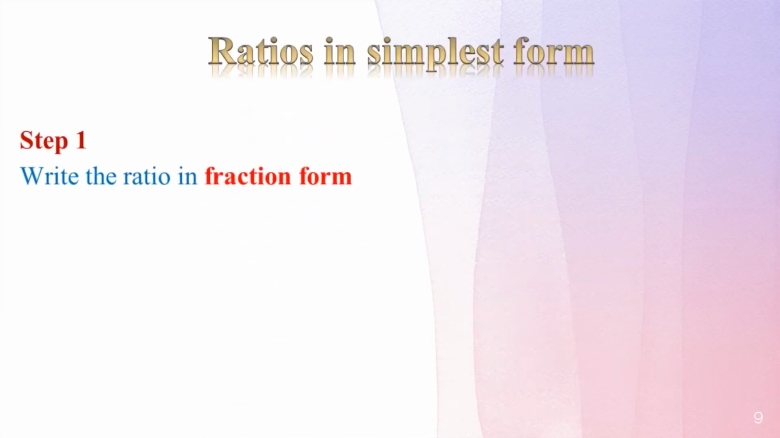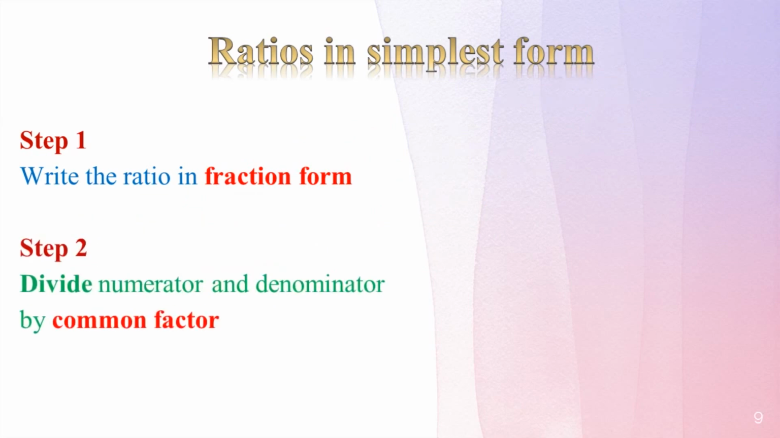Ratios in simplest form. Step 1: Write the ratio in fraction form. Step 2: Divide the numerator and the denominator by a common factor.